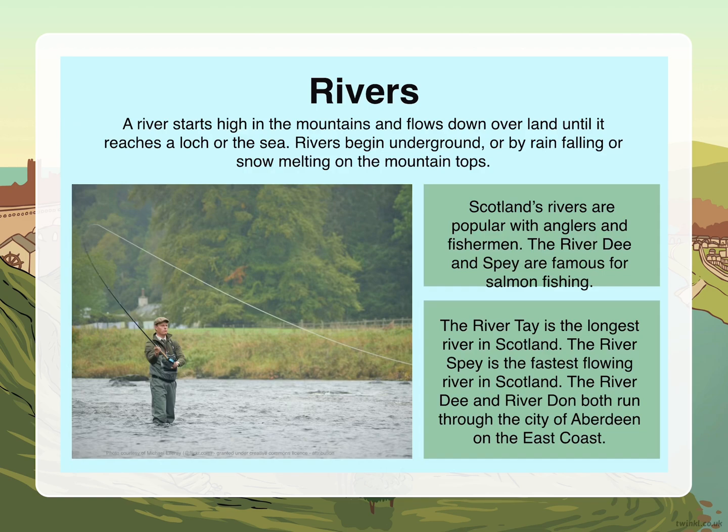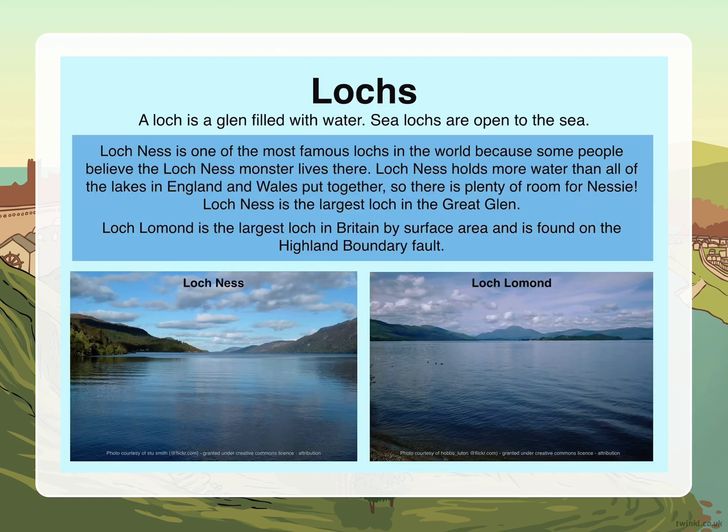We've got rivers. The river starts high in the mountains and flows down over the land, and it might reach a loch or the sea. So rivers begin underground or by rain falling or snow melting on the mountain tops. The River Tay, which should sound familiar to you, is the longest river in Scotland, believe it or not. The River Spey is the fastest flowing, and the River Dee and the River Don both run through the city of Aberdeen on the east coast.